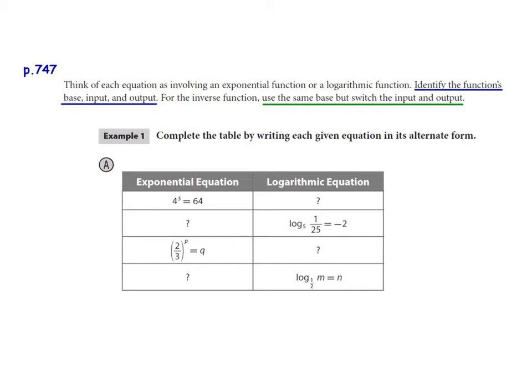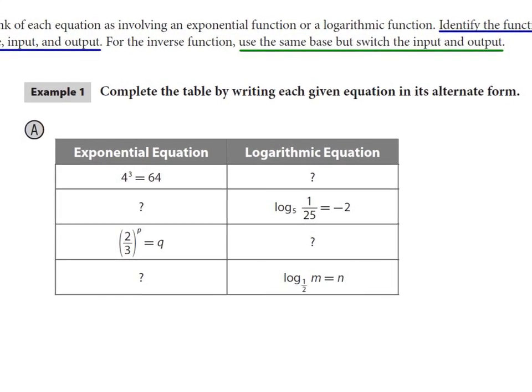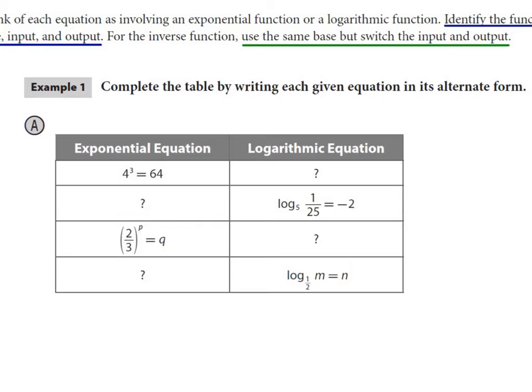On page 747, we have example 1 with a table, and I believe the table's worked out for you down below, but let's not look at that. Let's just look at this table and see if we can rewrite these ourselves. I'm going to start with an exponential equation, and I want to rewrite it as a log equation. First thing, I'm going to write log. The base stays the same, so base 4. There's my base 4. The output becomes the input, so the 64 goes here. The input, which was 3, becomes the output.